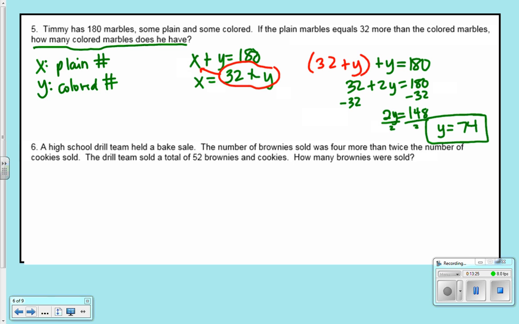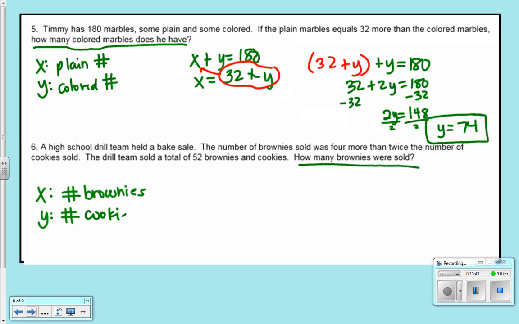The drill team sold a total of 52 brownies and cookies. How many brownies were sold? Again, my question reveals what our variables are going to be. How many brownies? So I'm going to call x the number of brownies. What's the other thing that's happening here? It's cookies, so y is the number of cookies.